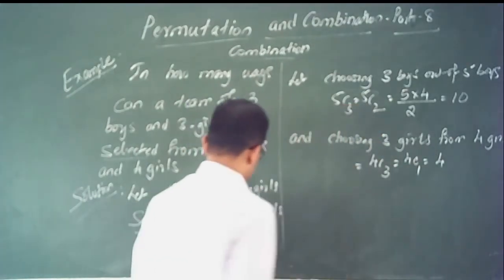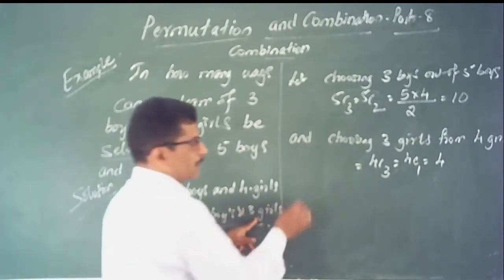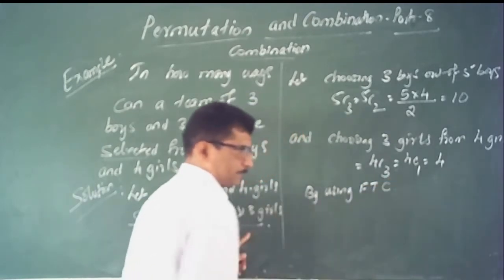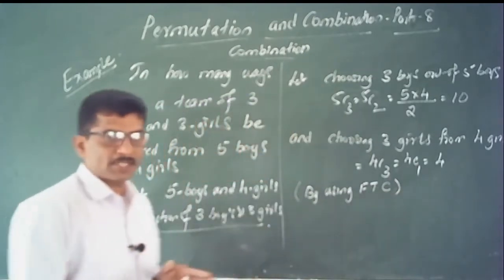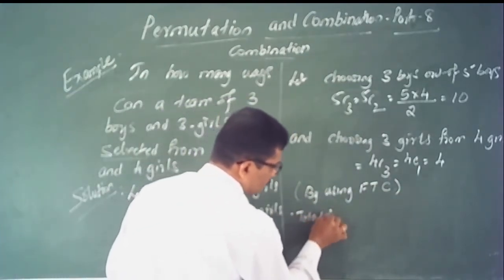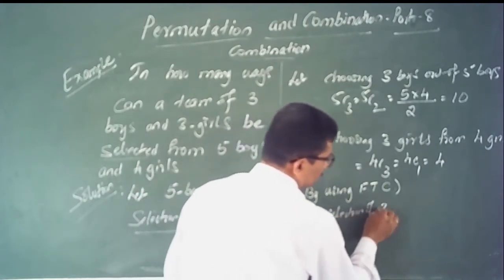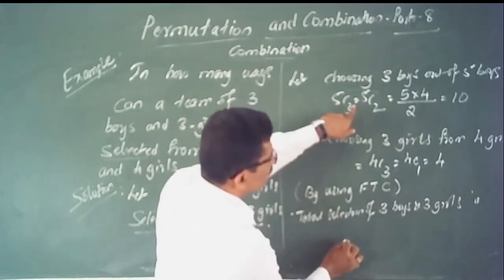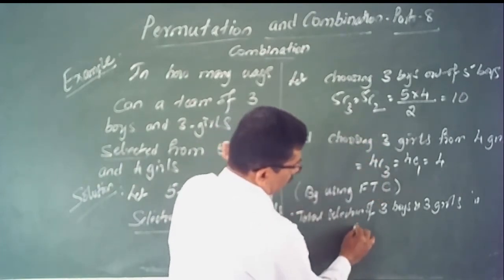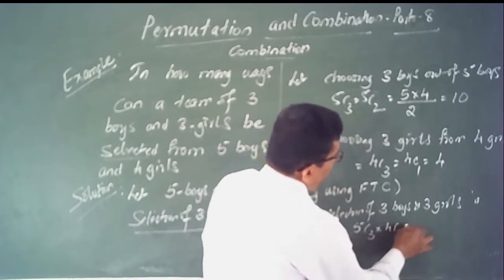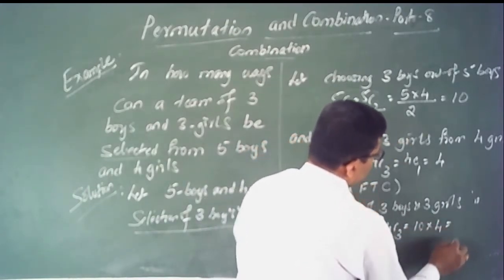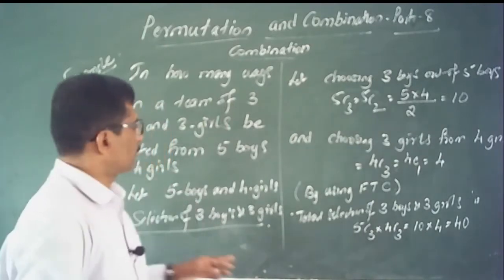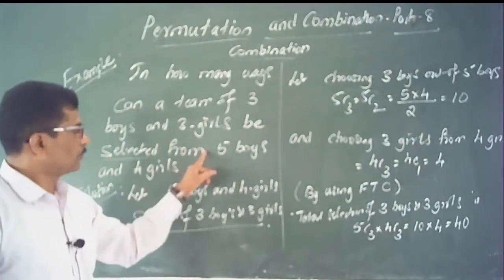Therefore, by using the fundamental theorem on counting, the total selection of 3 boys and 3 girls is 5C3 into 4C3. Its value is 10 into 4, which is equal to 40. The number of selections of 3 boys and 3 girls from 5 boys and 4 girls is 40.